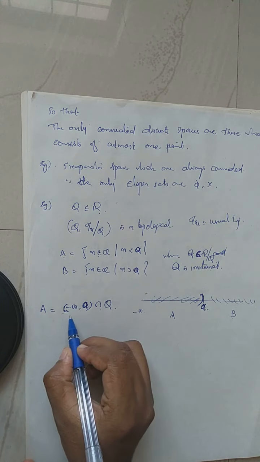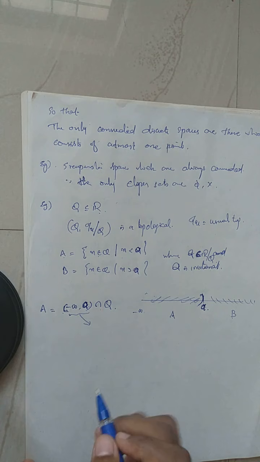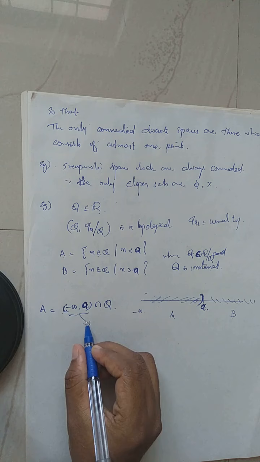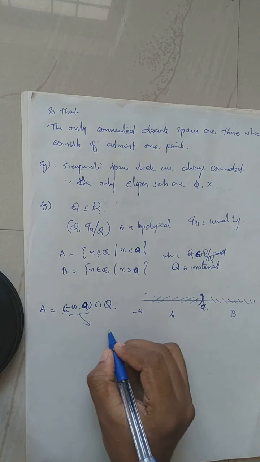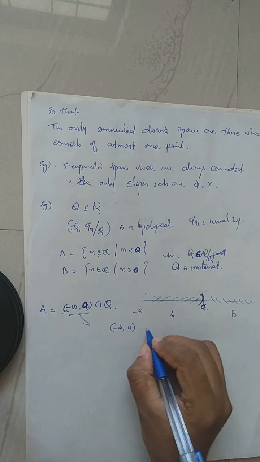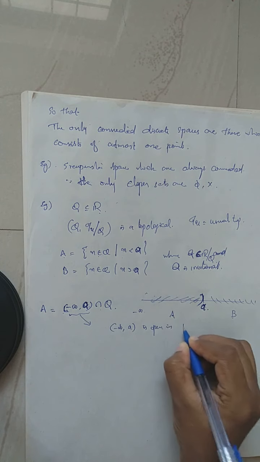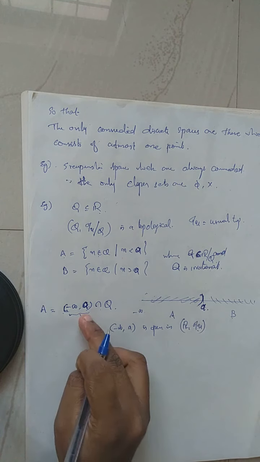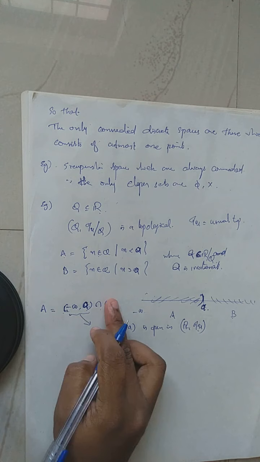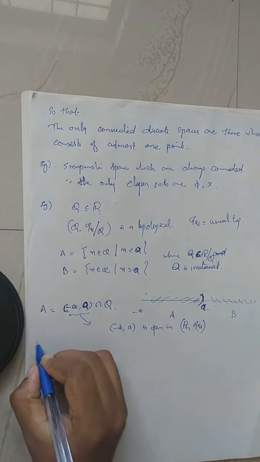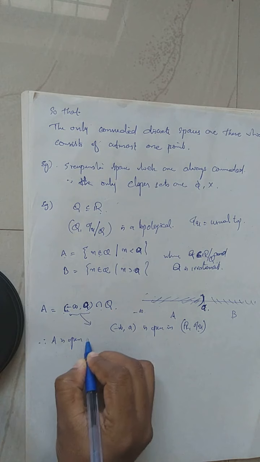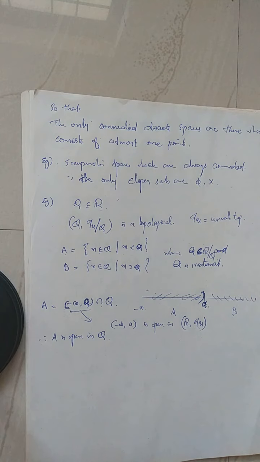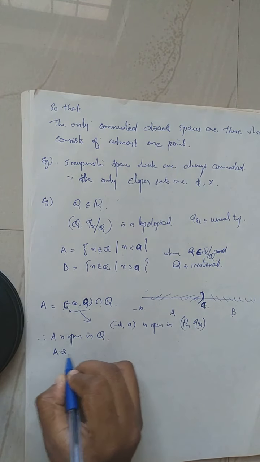Okay. What is this set? The open interval minus infinity comma a, which is clearly an open set in the real line with the usual topology. So when you have an open set in the real line with the usual topology, its intersection with Q will be an open set in the subspace topology of Q. Therefore, A is open in the subspace topology of Q. Okay. And A is non-empty also, clearly.